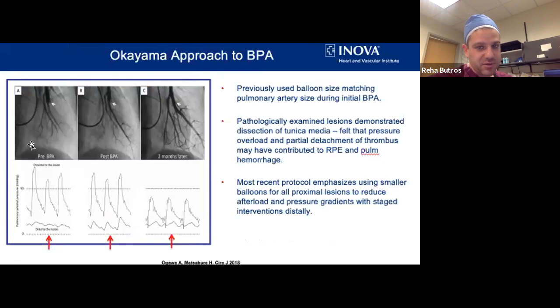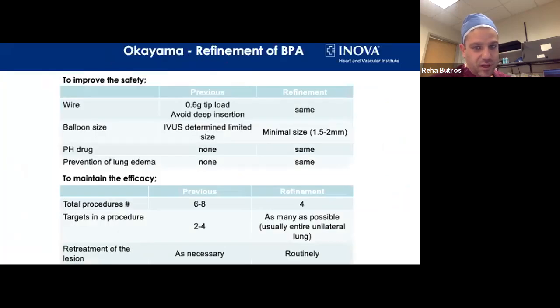This is an example of a patient they've done, pre and post. You can see the vessels have really remodeled and the flow is much better. You can see their gradient here, a high gradient, but now it has improved over treatment sessions. And again, they use very, very light wire and small balloons. They gradually increase and try to do as many as possible.